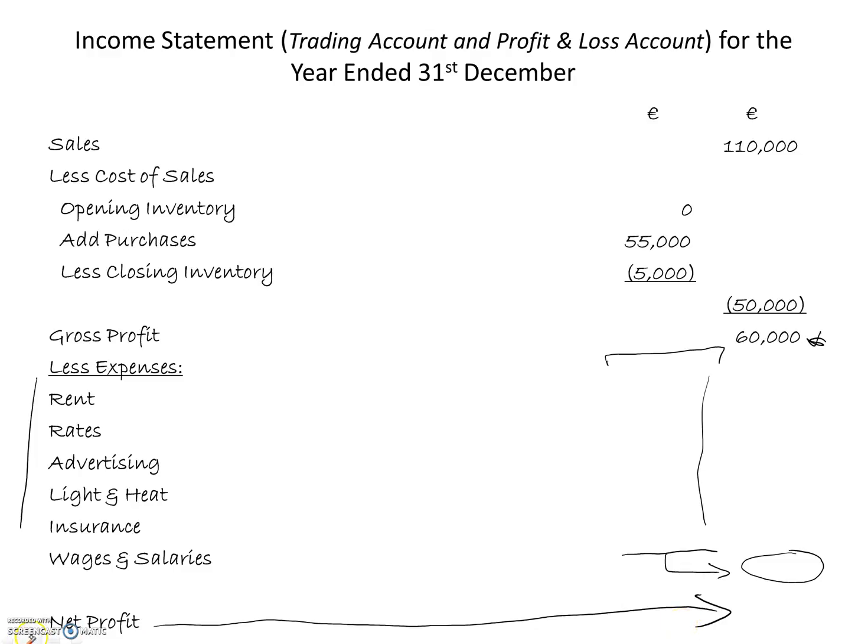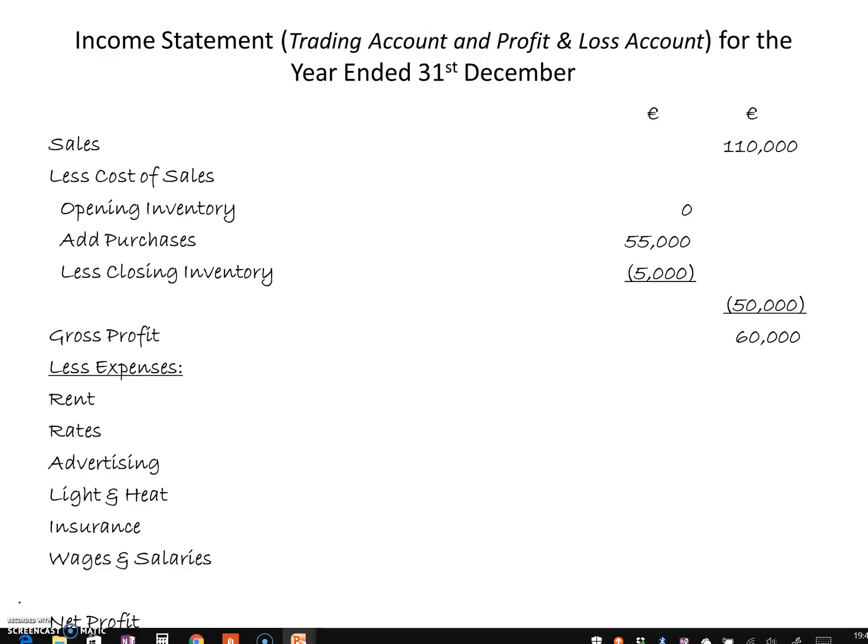Now I'm just going to tidy this up a little bit, so I'll get rid of all that ink, and we just transcribe in the figures. So we can see from the trial balance, the rent is 7,000, the rates 2,000, advertising 3,000, light and heat 4,000, insurance 10,000, and wage and salaries 15,000. So if I add all those up, they come to 41,000. If I take that 41,000 away from the gross profit figure, which is here, of 60,000, I end up with a net profit figure of 19,000.